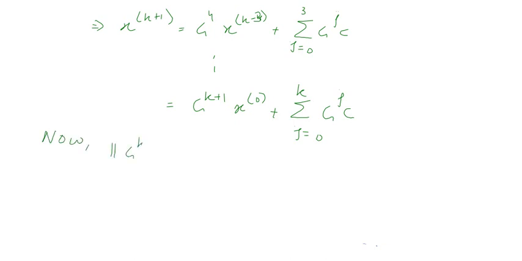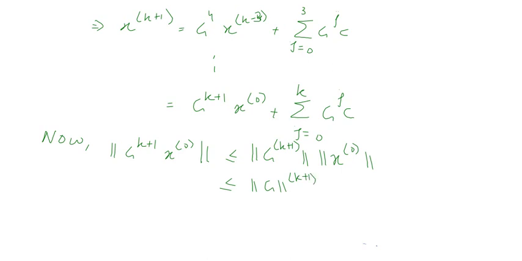Now consider the norm of G to the power k plus 1 times x0 as k goes to infinity. Since this is a subordinate matrix norm, this is less than or equal to the norm of G to the power k plus 1 times the norm of x0. The norm of x0 is fixed, and since a subordinate matrix norm is submultiplicative, this is less than or equal to the norm of G to the power k plus 1 times the norm of x0. Since the norm of G is less than 1, the norm of G to the power k plus 1 tends to 0 as k tends to infinity.